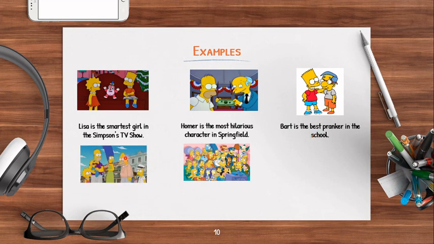So we have the Simpson family. And we have Abraham, this guy over here, who is the eldest in the Simpson family. We can say he is the eldest person in the Simpson family.